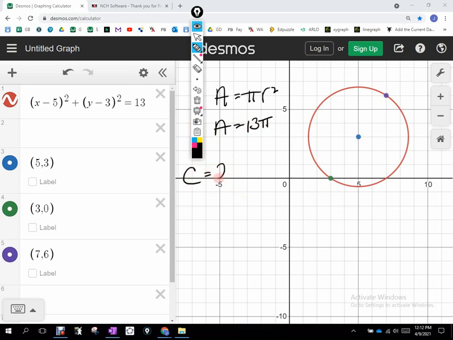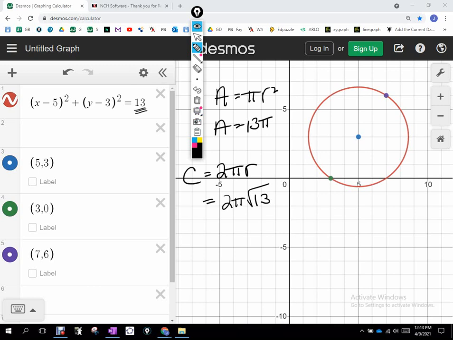Circumference, 2 pi r. So careful. That number right there is r squared. R is radical 13, right? So we have 2 pi times radical 13. That's the circumference. So we can get those two. Those are the things we've been talking about previously in Chapter 10 about the area of circles. They can still ask questions like that, and they still do ask questions like that.